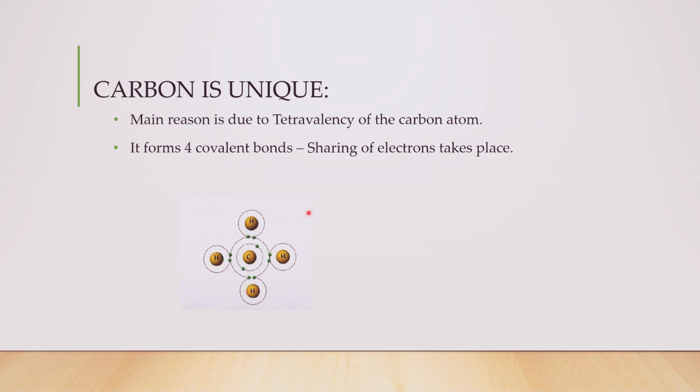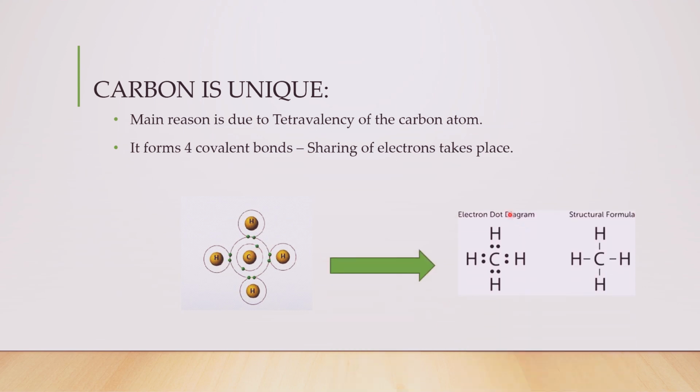Here the 4 hydrogens have a stable doublet structure, and the carbon has an octet structure. It can also be represented in the electron dot diagram like this, and then the structural formula, that is CH4. In this, 4 covalent bonds are present.